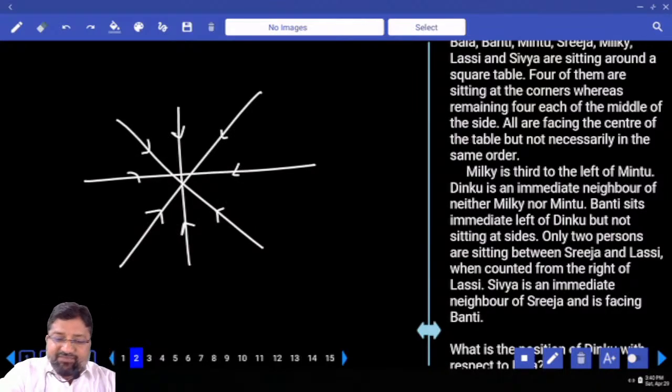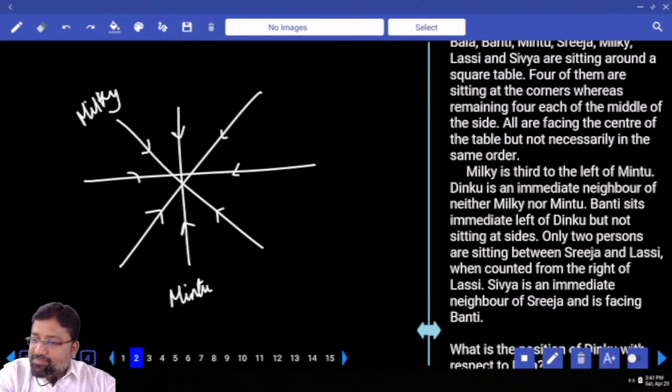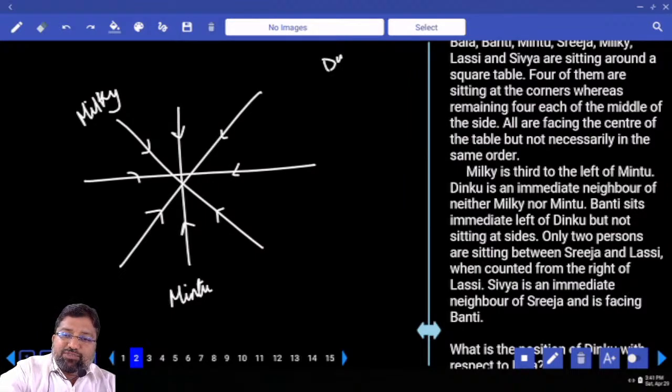Milky is third to the left of Mintu. This is Mintu here. Third left is Milky. Next. Dinku is an immediate neighbor of neither Milky nor Mintu. So neither Milky nor Mintu. Then Dinku has how many possibilities? 2 possibilities. Maybe this or this.